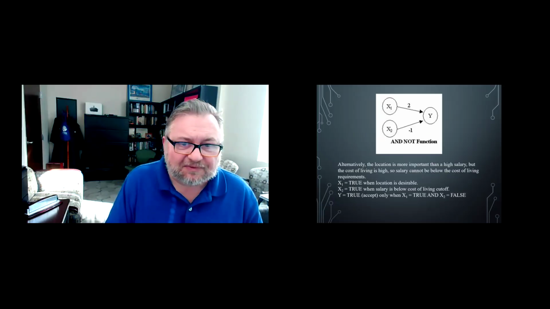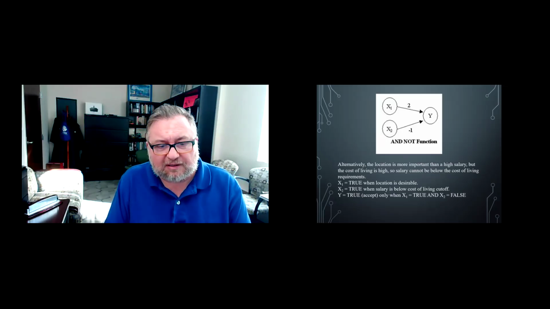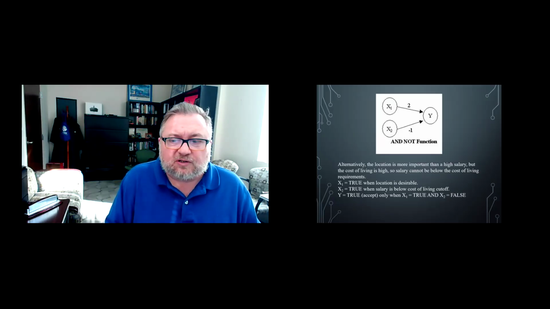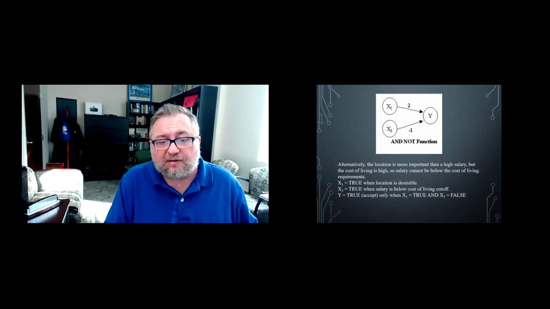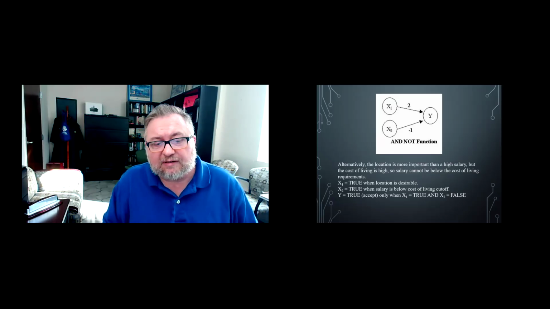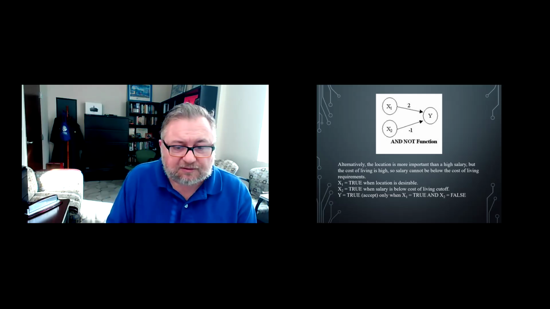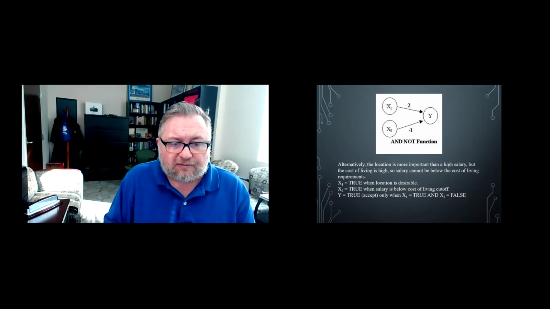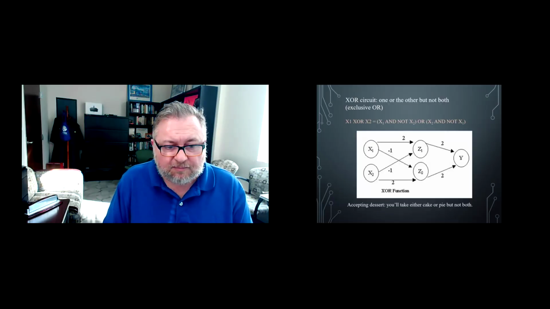Hope that makes sense. This is just a converse way of doing it. We can say that the idea is that location is more important, but maybe we have to factor in the cost of living. So we're going to say X1 is now the location. And so when the location is desirable, that's going to give us a 2. But if the salary is below the cost of living cutoff, then that X2 becomes true, and then we have to reject the offer. All right, so it's just a different way of conceptualizing the AND NOT decision.